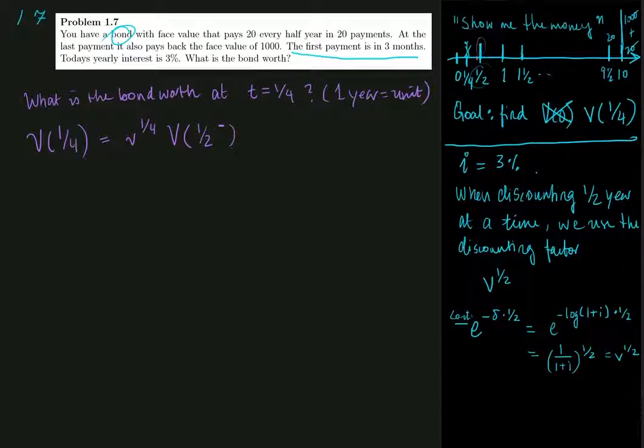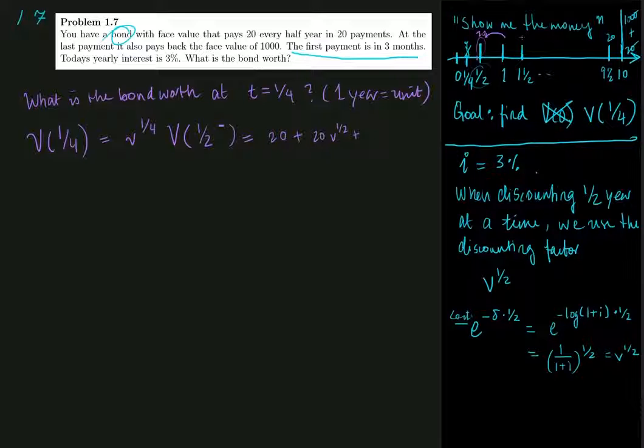Okay, so the bond's value at time 1/4 is equal to the bond's value just before time 1/2 discounted 1/4 year. That makes good enough sense. So what is the bond's value here? Well, first we have the payment of 20 at time now equals 1/2. And then we have the next payment at t equals 1, which is discounted 1/2 year. So that's 20 multiplied by the half year discount.